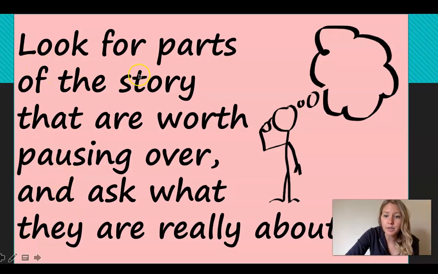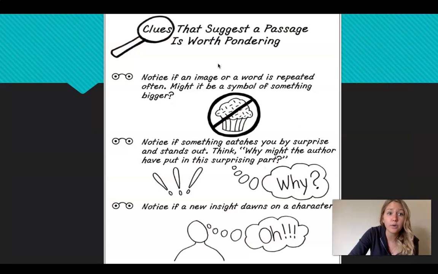So today what we are working on doing in our books is to look for parts of the story that are worth pausing over and to ask what they're really about. Like, why did they seem so important that we needed to pause? Right? So here are some things to look for that suggest that you might be at a part of the story that's worth thinking about, right?